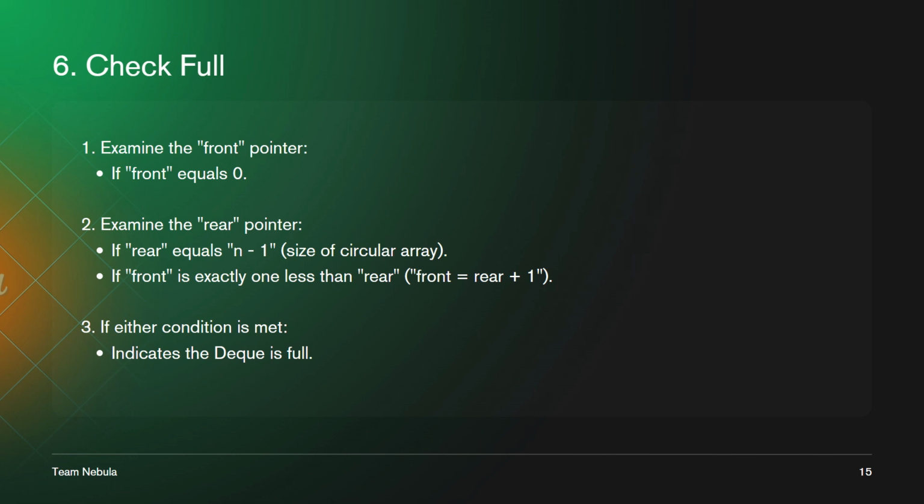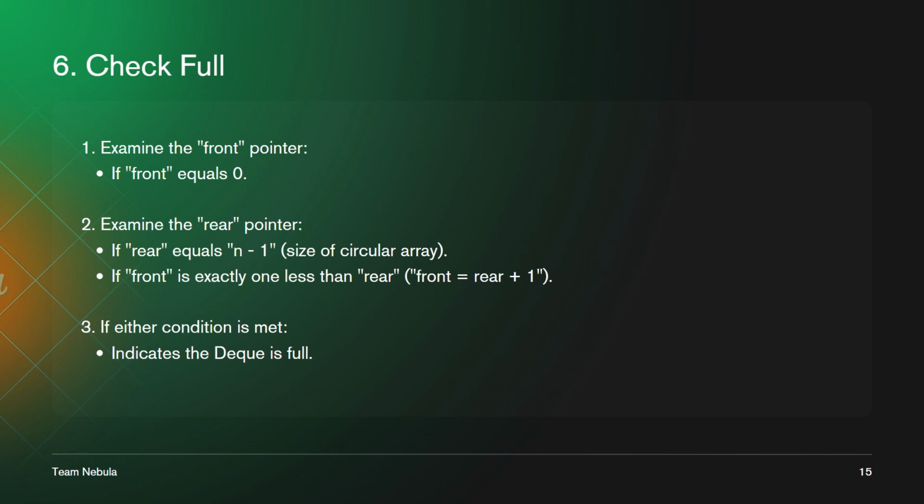Let's delve into the check full operation of our circular array-based dequeue. The purpose of this operation is to determine whether the dequeue is full or not. To achieve this, we need to examine the values of both the front and rear pointers. So here is how the operation works. We check the value of the front pointer and see if it is equal to 0. We also check the value of the rear pointer and see if it is equal to n-1, where n is the size of our circular array, or if front is exactly 1 more than rear. If either of these conditions is met, it indicates that the dequeue is full.